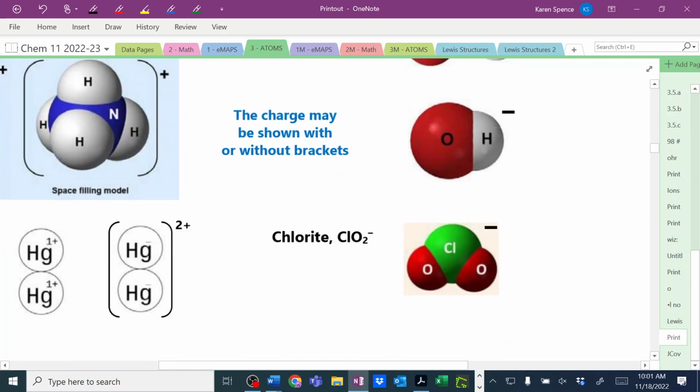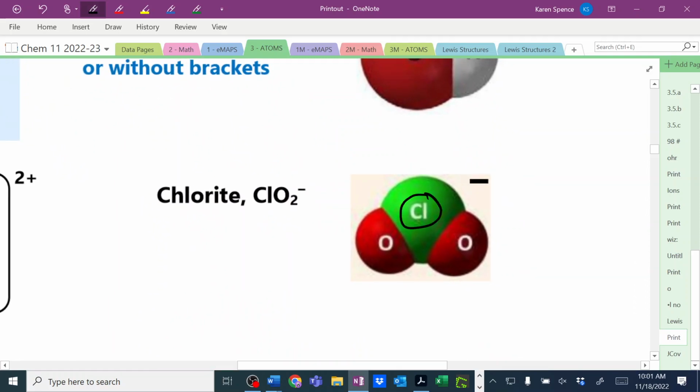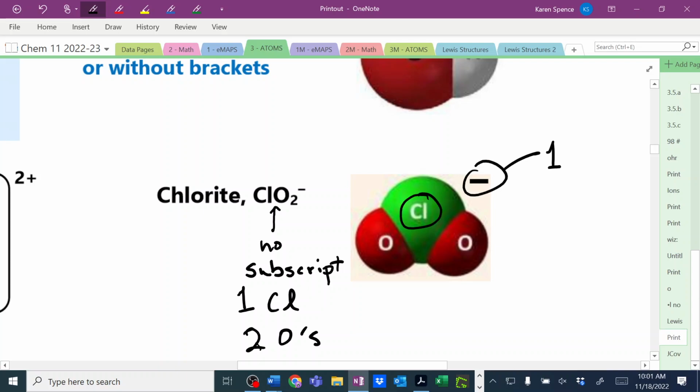Another example, chlorite, ClO2. You can see we have one chlorine. So there's Cl with no little number. What are those little numbers called? Subscript. So there's no subscript, because there's just one. One chlorine. And there are how many oxygens? Two oxygens. And then, of course, we have the one negative charge.